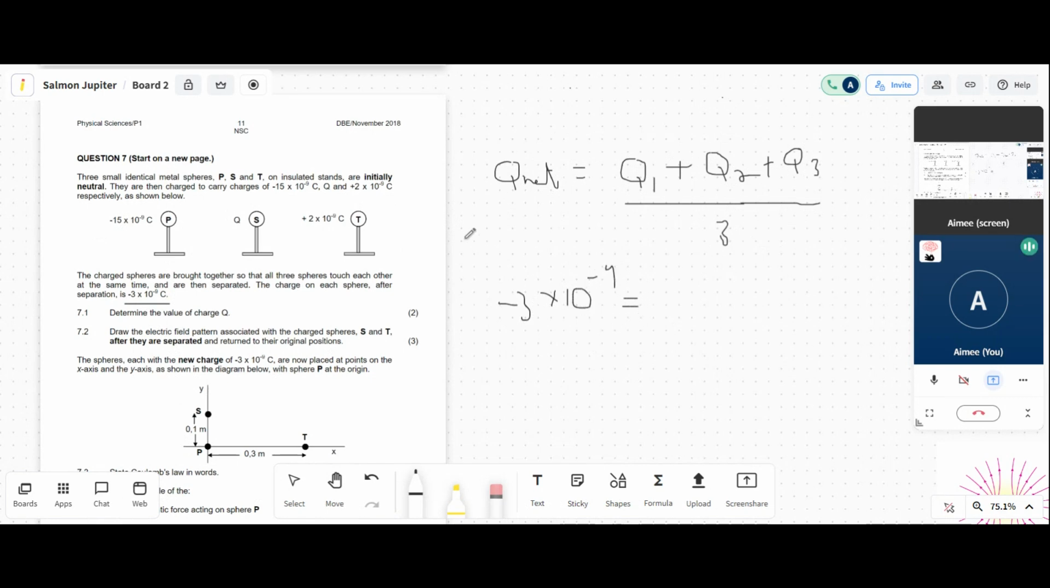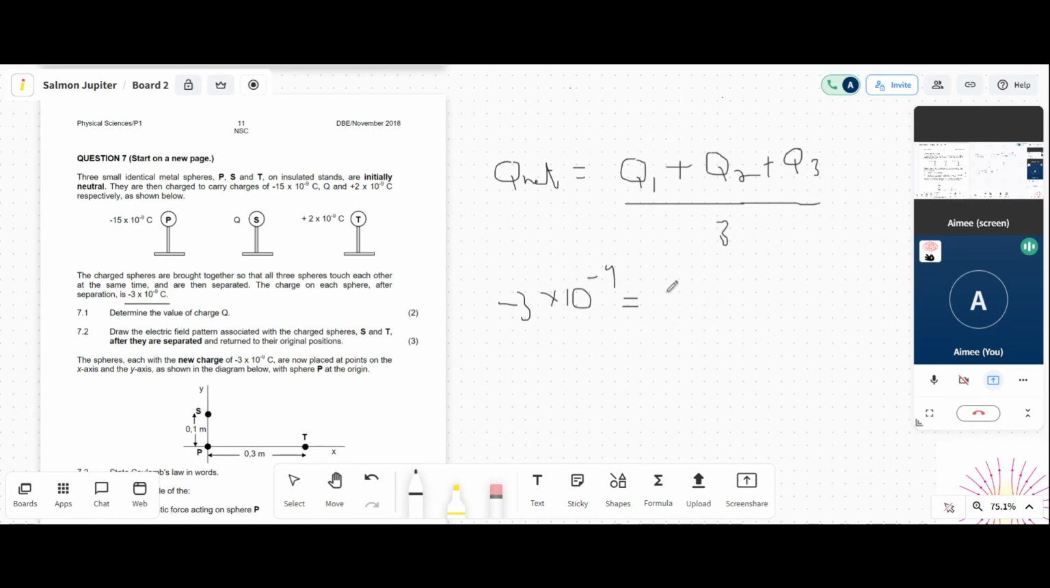Also an important point, remember that when they give you these values, you need to make sure that they're all in coulombs. Coulombs is our standard SI unit. If they give it to you in something else, like nanocoulombs or kilocoulombs, anything like that, you need to convert to coulombs. But they've been nice to you here, so you don't have to worry.